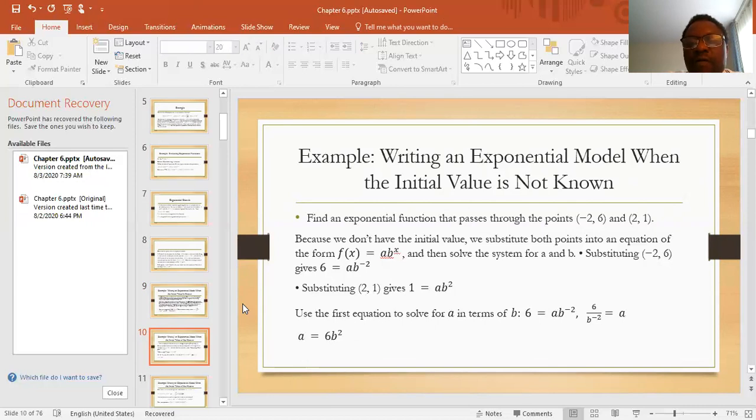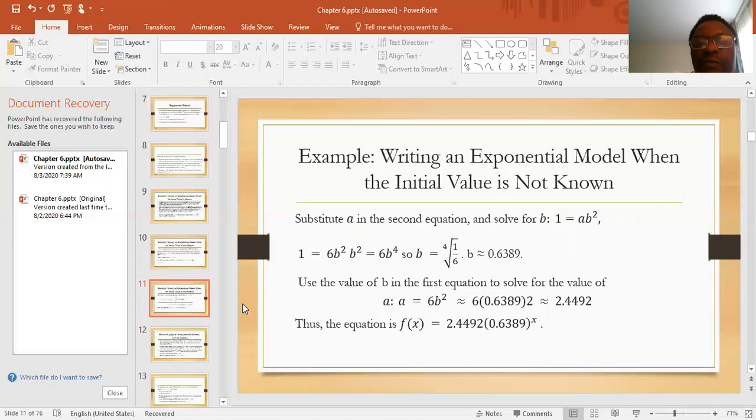For the point (-2, 6), we will have 6 equals a times b raised to the power -2. And for the point (2, 1), we will have 1 equals a times b squared, because x is 2. So use the first equation to solve for a in terms of b. We have that a equals 6 times b squared. So we are going to replace a in the next slide.